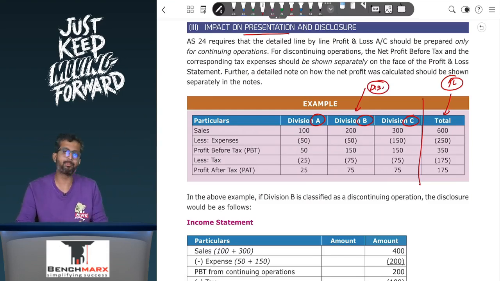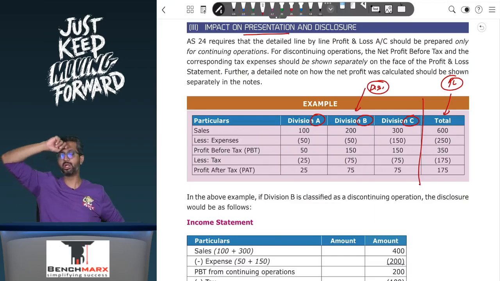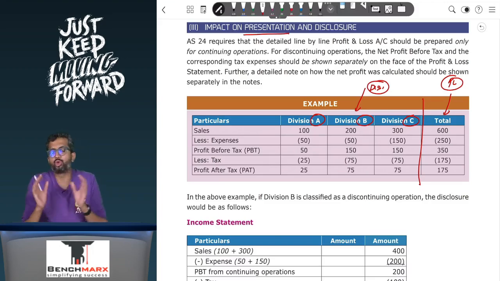If I show the same profit and loss account, the reader will think that the company grows at 10%. In the next year, sales will be 600 plus 10%, it is 660. However, division B is unlikely to continue in the future, and hence a better presentation format would be to show sales, expenses, etc. only for continuing operations, and for discontinuing operations, show the profit and the tax on that separately.